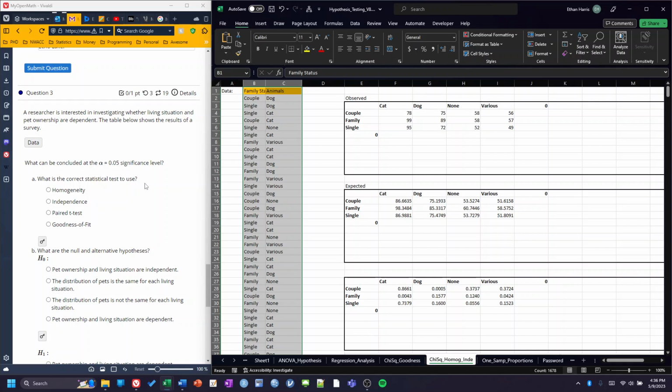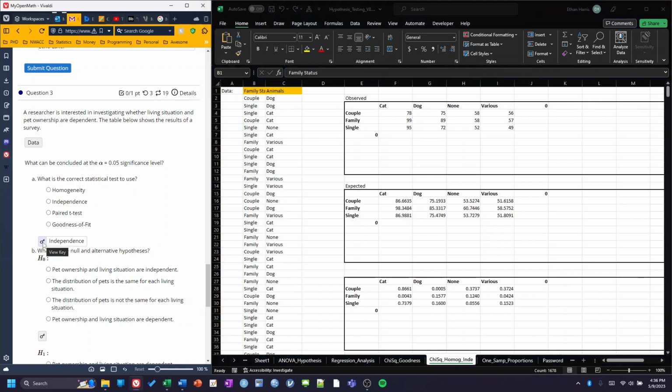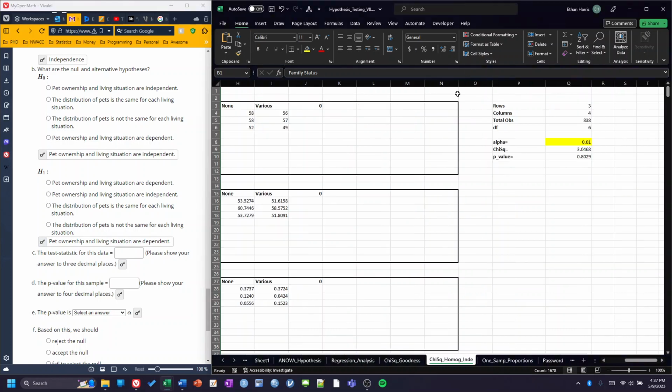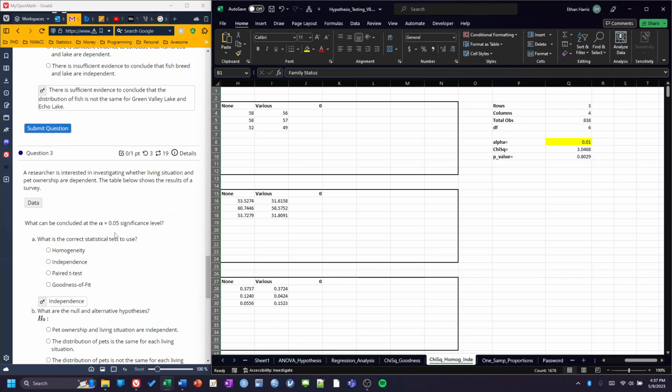First of all, the correct statistical test would be a chi-squared test of independence, because we are looking at two variables on a person, and we are trying to compare them between a whole bunch of different individuals. The null hypothesis is that there's no relationship between pet ownership and living situation, which means they are independent. The alternative hypothesis is that they are dependent. For the test statistic, let's scroll over. Let's also change our alpha level, because I think our alpha level is 0.05. Let's take care of that right now.